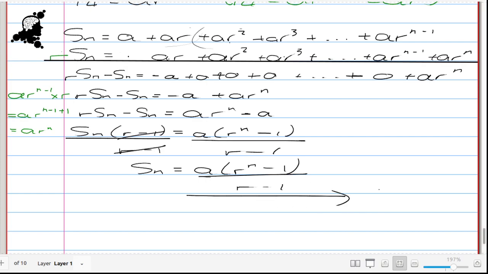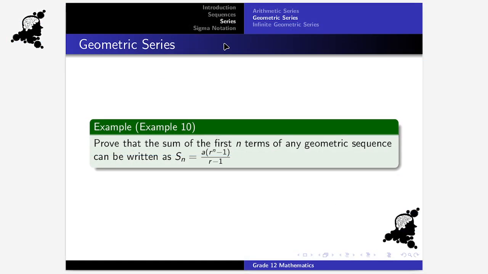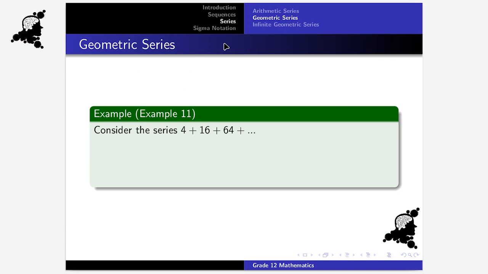You have proven your geometric series. Now you can celebrate. And also remember that this question is about 4 or 5 marks. It's worth 4 or 5 marks in your exam. Okay, that was a lot of work. Let's look at the next section.